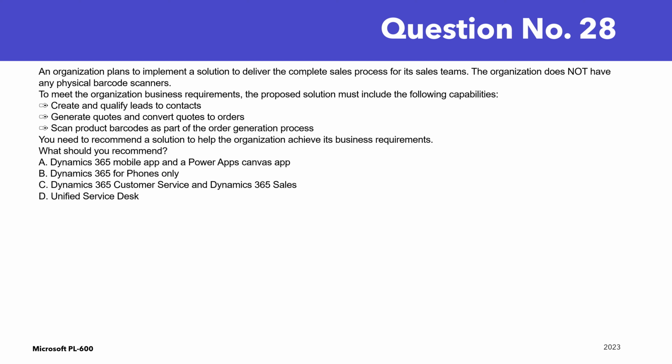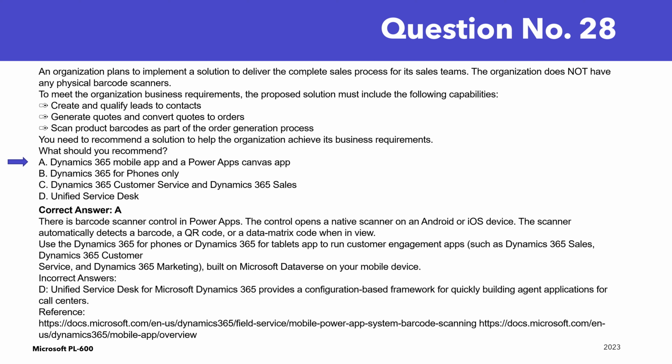You need to recommend a solution to help the organization achieve its business requirements. What should you recommend? A. Dynamics 365 mobile app and a Power Apps canvas app. B. Dynamics 365 for phones only. C. Dynamics 365 Customer Service and Dynamics 365 Sales. D. Unified Service Desk. Correct answer: A.